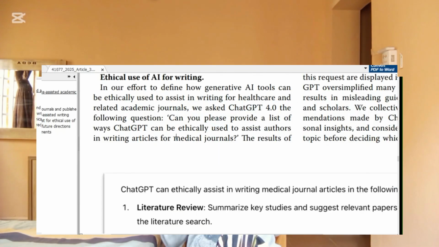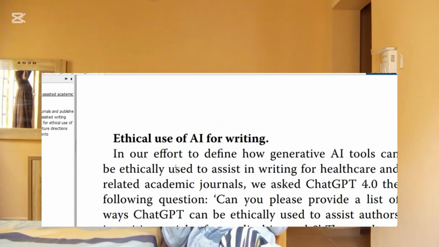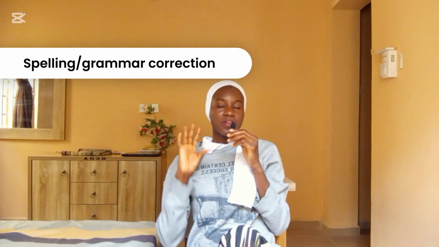Now, let's talk about the safe, ethical uses of AI tools to support your academic writing. In this manuscript, they divided it into three, and the first one is the ethically acceptable. I just call it the green zone, because in this zone you can use AI tools without being scared of anything, without feeling guilty, without feeling like you are doing something wrong. The first one is you can use AI tools for spelling and grammar correction. Yes, you can use it for that.